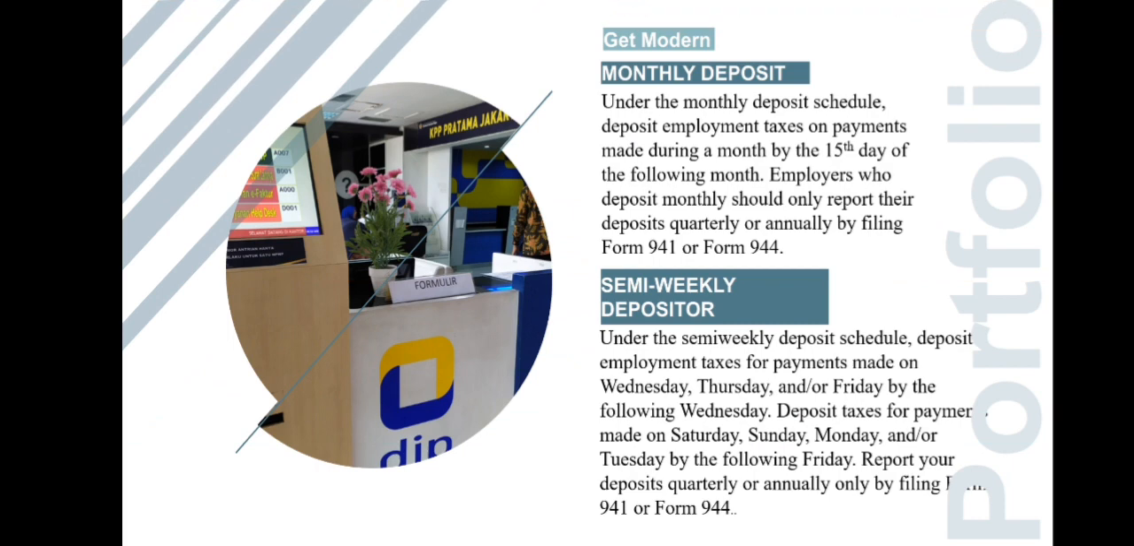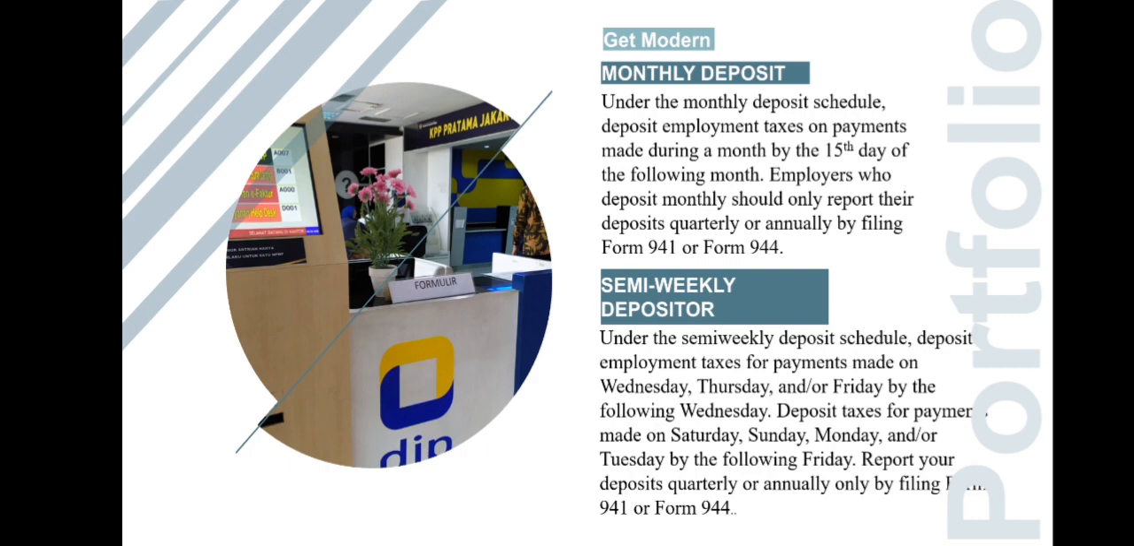Next, we are going to talk about the two types of deposit schedules. The first one is monthly deposit. Under the monthly deposit schedule, deposit employment taxes on payments made during a month by the 15th day of the following month. Employers who deposit monthly should only report their deposits quarterly or annually by filing Form 941 or Form 944.